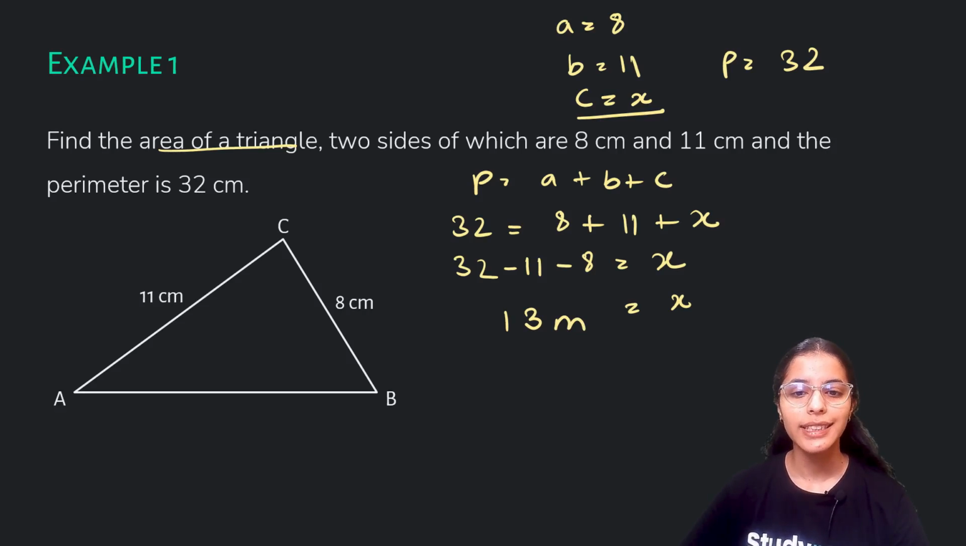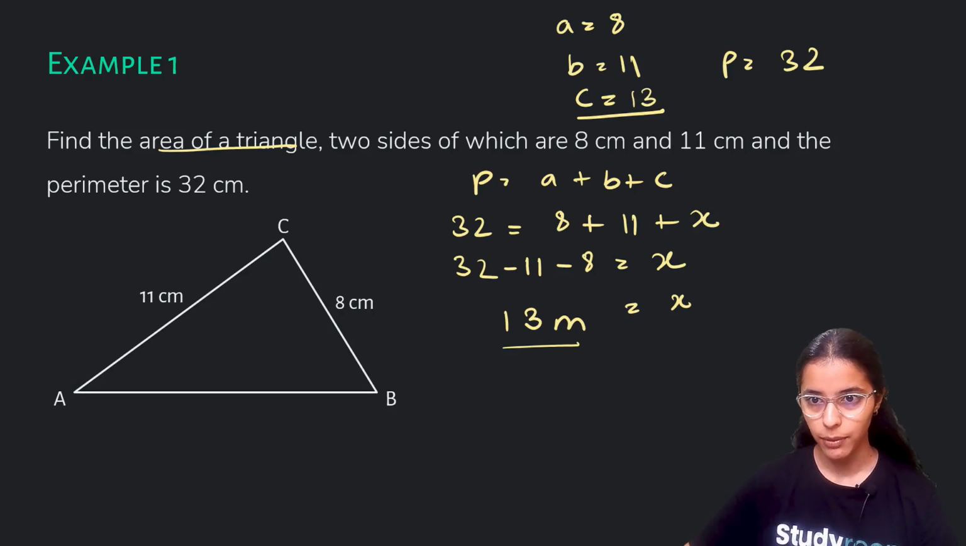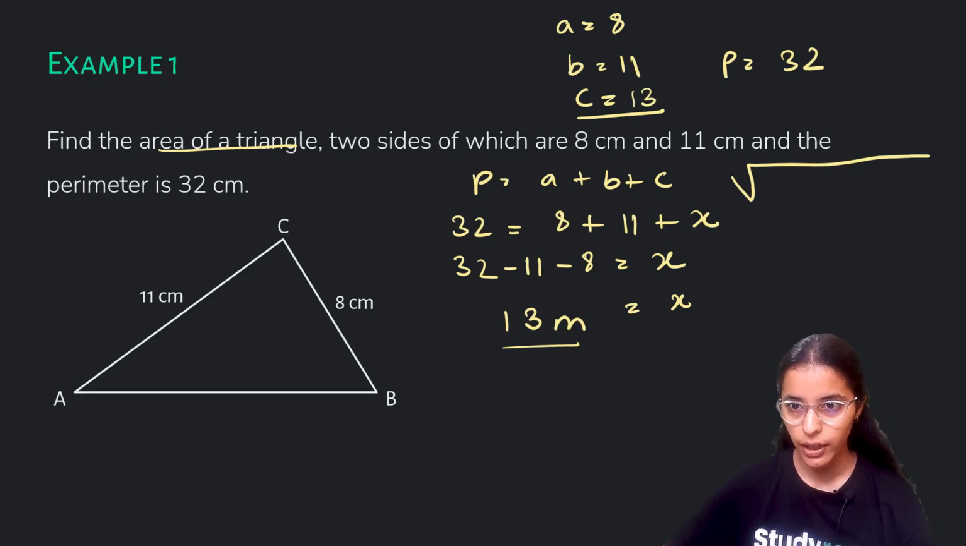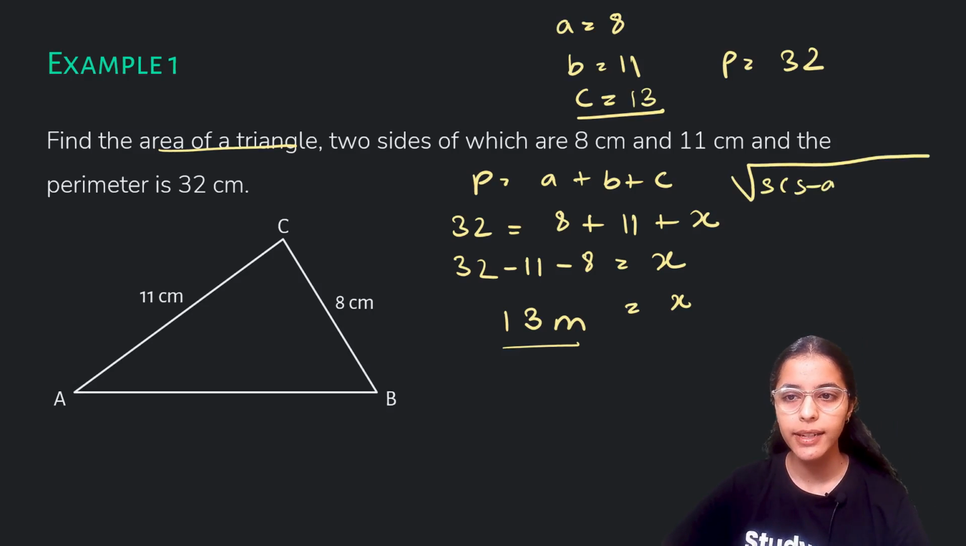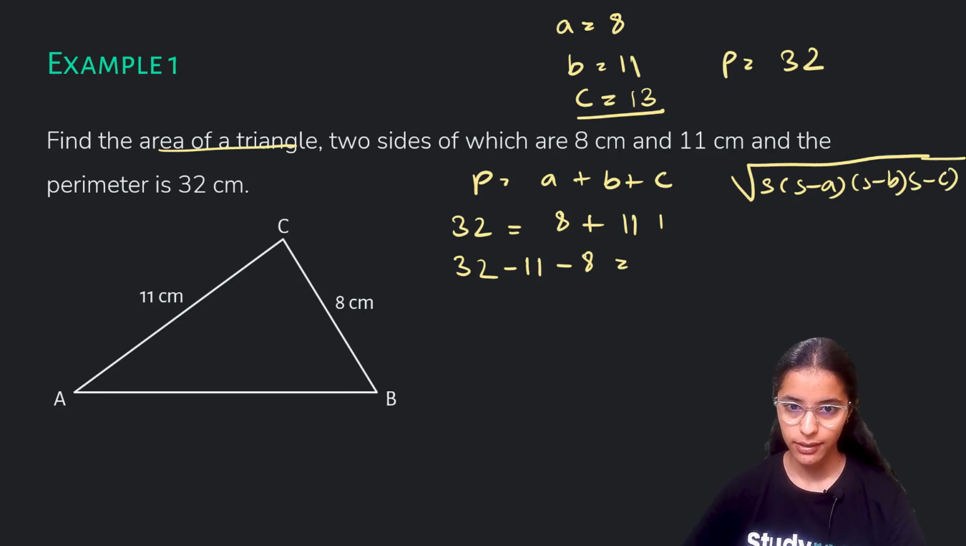Now, since we have all three sides, all that's left to do is to apply Heron's formula. I'll write it again over here: S minus A, S minus B, S minus C. Now just put in the values. Let me erase this.